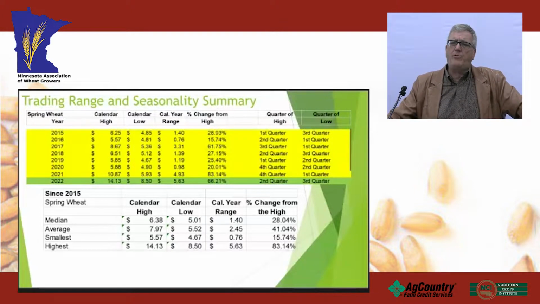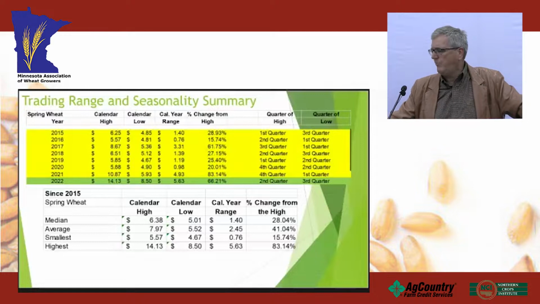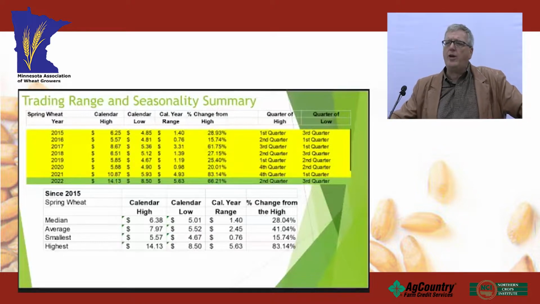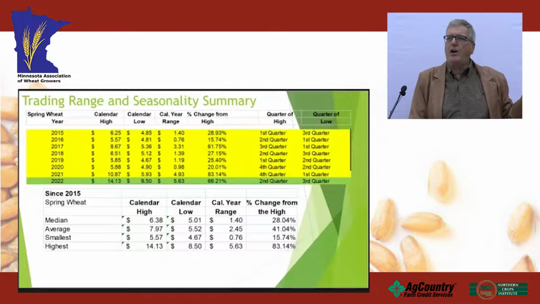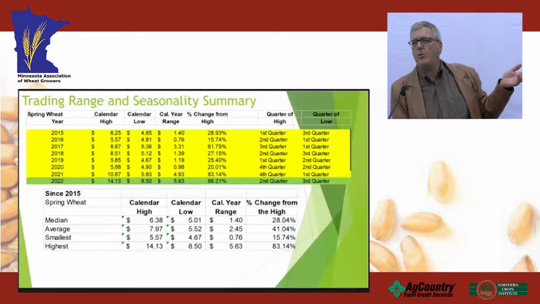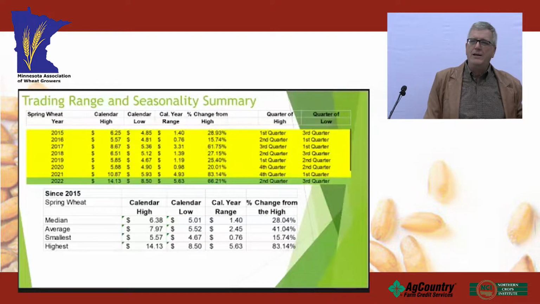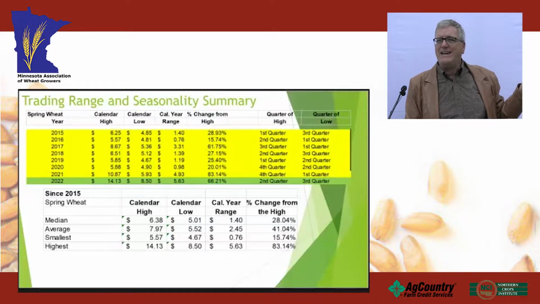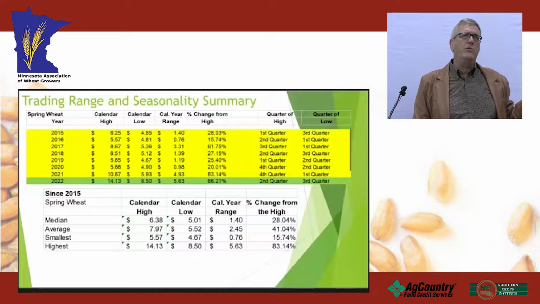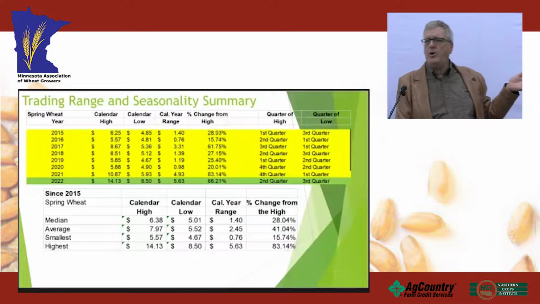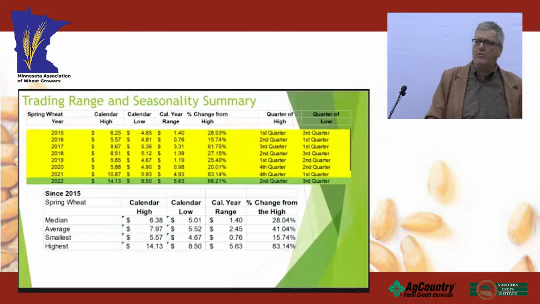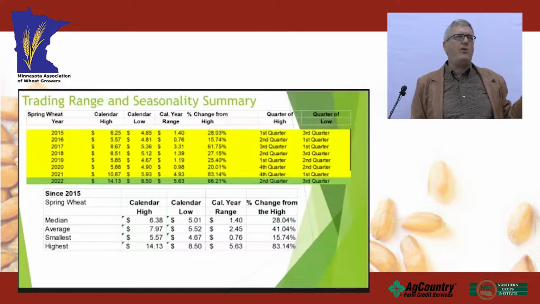So I told you we were going to take a look at the price changes annually going back to 2015. And what you'll notice here is that even though we had a $5.63 trading range from high to low this calendar year, it's not the highest percentage that we've had in the last 7. We actually had a higher percentage change in 21 with an 83% percentage change. And we weren't that far off in 2017 when we had almost a 62% change. Okay? So if you look at the summary at the bottom, the median calendar year range is $1.40. The average is $2.45. The highest was $5.63. That was this year.